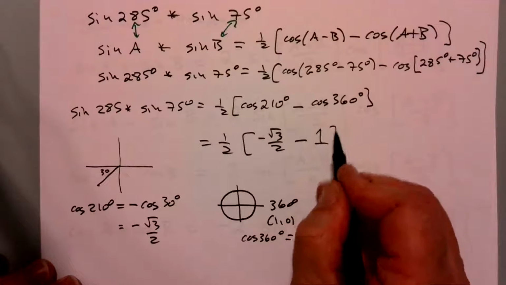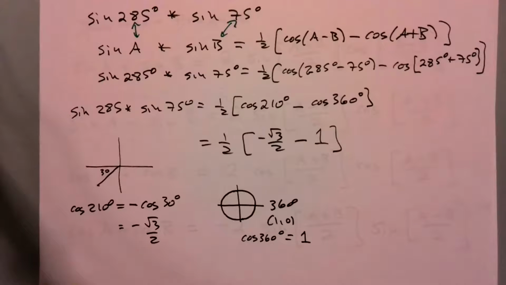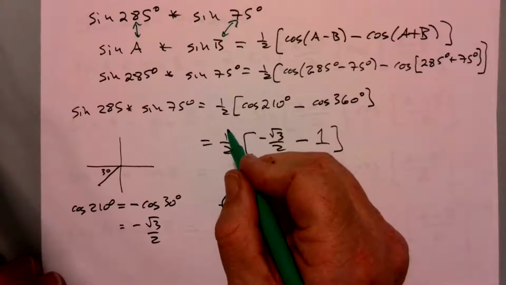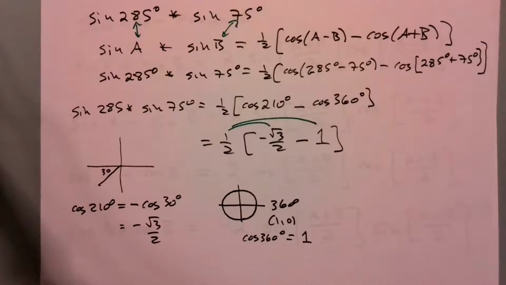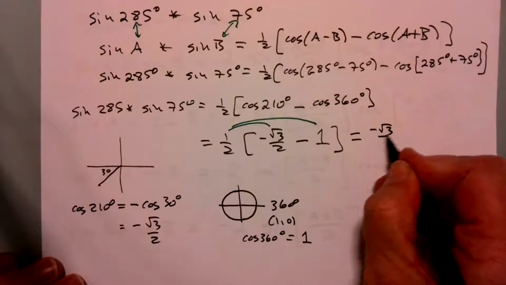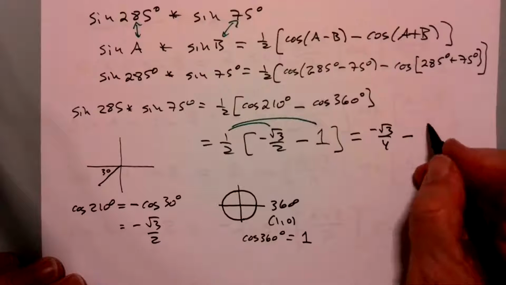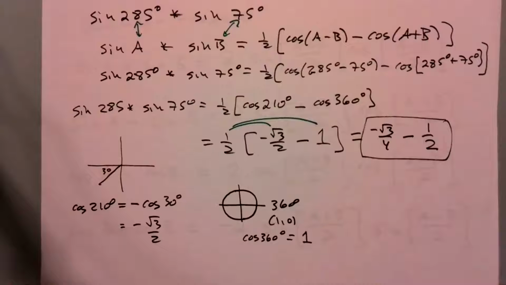So minus 1. Now I will distribute because I have multiplication over subtraction. So let's go ahead and do that. This times this minus this times that. What do we get? 1/2 times negative root 3 over 2 is negative root 3 over 4, minus 1/2 times 1, minus 1/2, as my final answer.